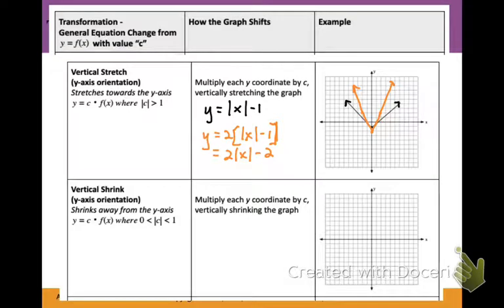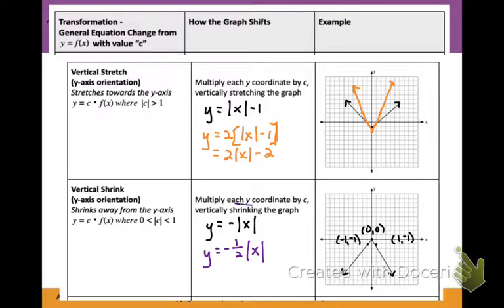Now with a vertical shrink, we're going to multiply each of the y coordinates by a number that is less than 1. So I'm just starting with the graph y equals negative absolute value of x. So go ahead and graph that. And then we're going to do a vertical shrink by 1/2. So I multiply the function by 1/2. I don't multiply inside, just outside of that absolute value.